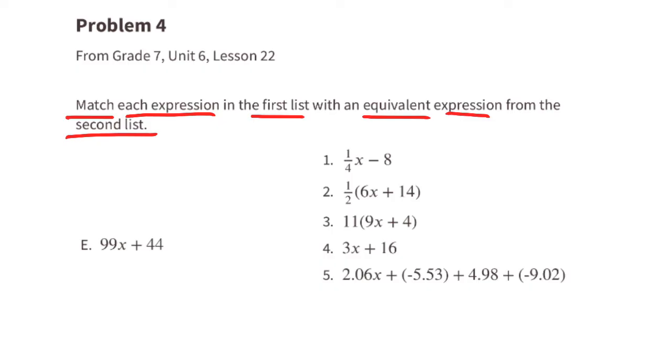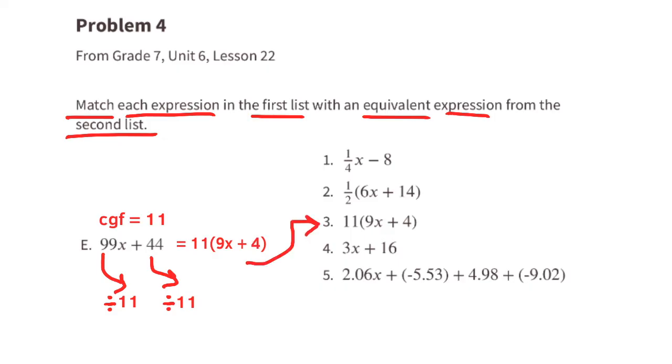Expression E. The greatest common factor is 11. So we can put 11 on the outside of the parentheses. 11 times what number equals 99? Well, 99 divided by 11 is 9. So we can substitute that question mark with a 9. 44 divided by 11 is 4. So we can substitute that question mark with a 4. Expression E matches expression 3.